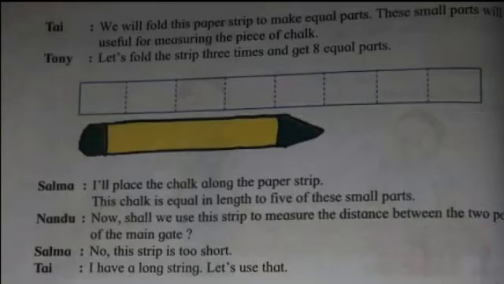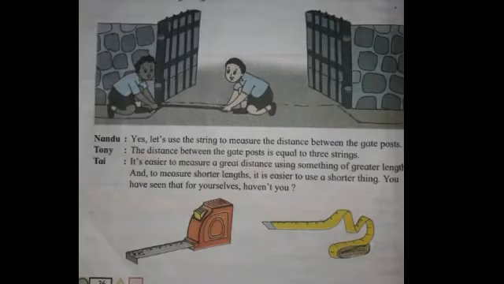Nandu: Now shall we use these strips to measure the distance between the two posts of the main gate? Salma: No, this strip is too short. So children, this strip is too short to measure the main gate. Now see what they will do.